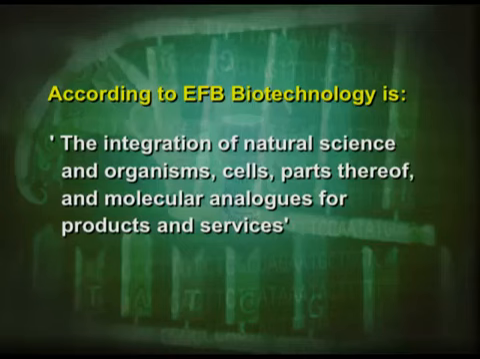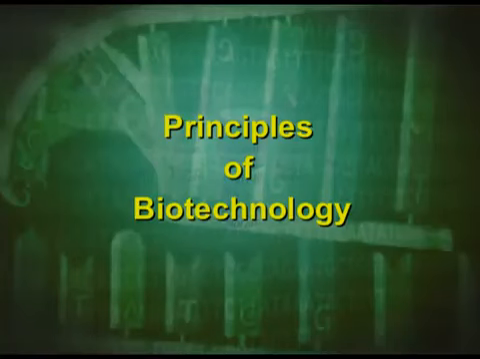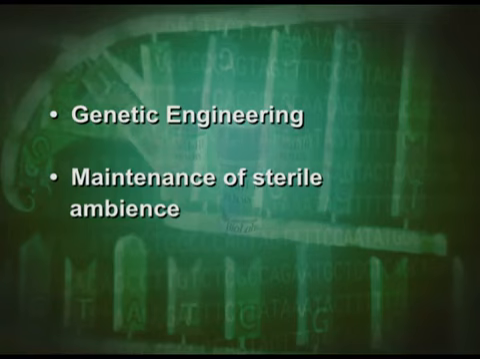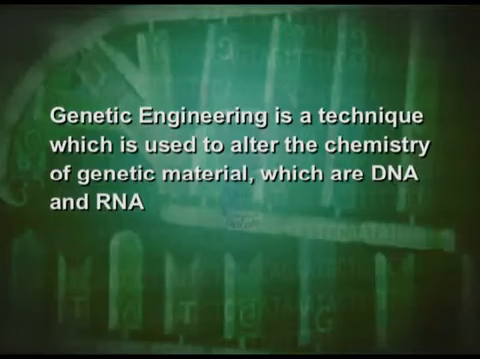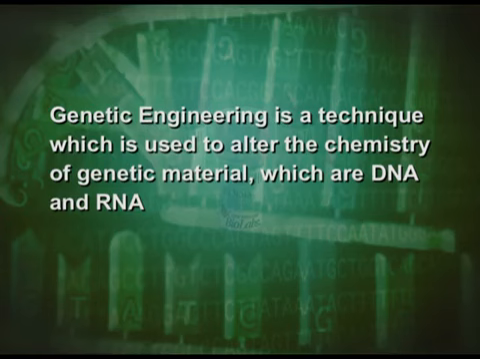Dear students, now let us discuss the principles of biotechnology. There are many techniques of biotechnology. Among those, the two core techniques that enabled the birth of modern biotechnology are genetic engineering and maintenance of a sterile ambience. Here, genetic engineering is a technique which is used to alter the chemistry of genetic material, which are DNA and RNA, to introduce these materials into host organisms in order to change the phenotype of the host organism.